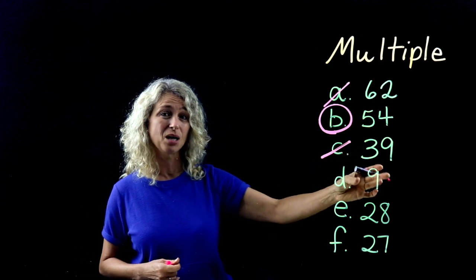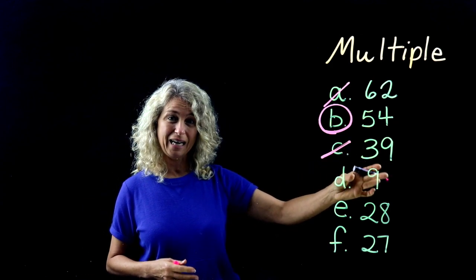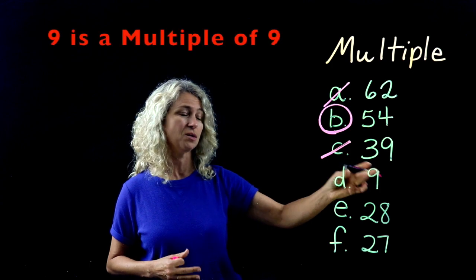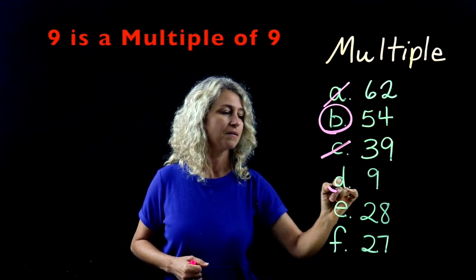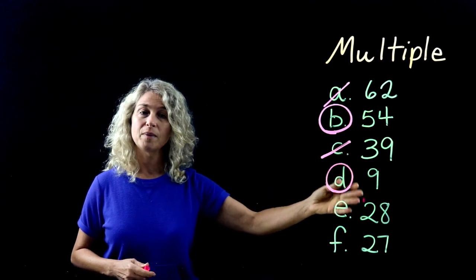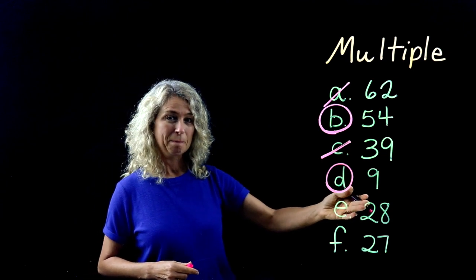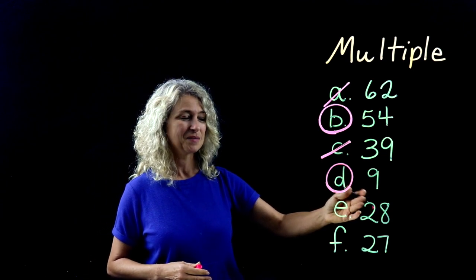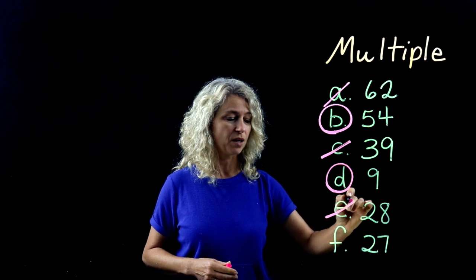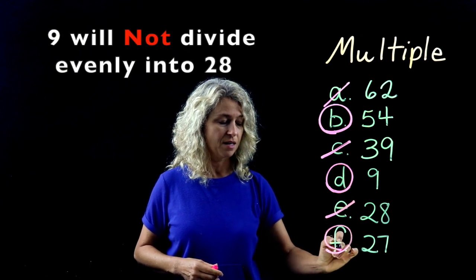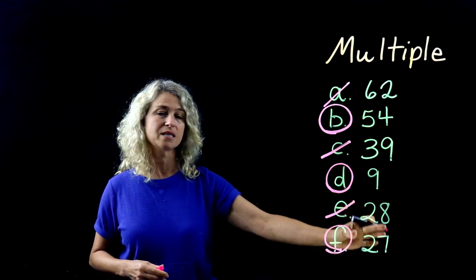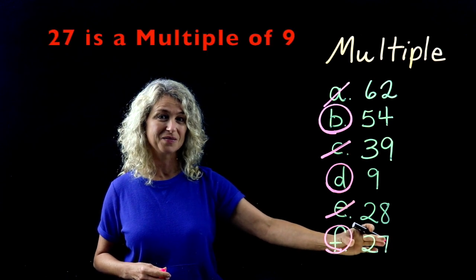Is 9 a multiple of 9? Absolutely. 1 times 9. Okay. And then what about 28? It's close, isn't it? But 9 times 3 is 27. So here's your last one that is actually a multiple of 9.